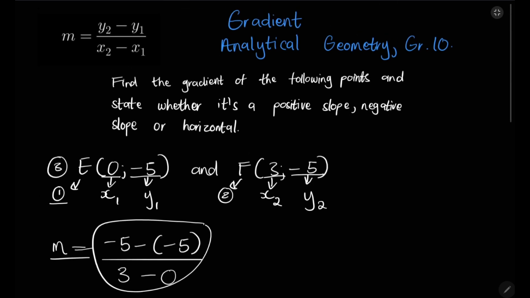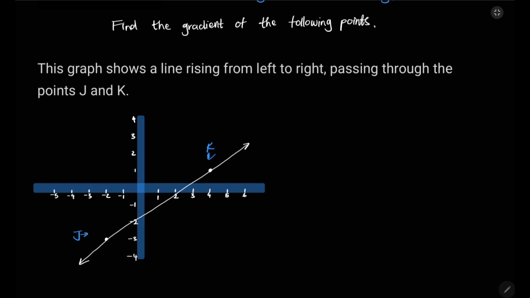Now let's try the last few examples where we're not only given points, but we have to determine our coordinates using a graph. Find the gradient of the following points. This graph shows a line rising from left to right, passing through points J and K. That is your J and that is your K. We have to find the gradient.